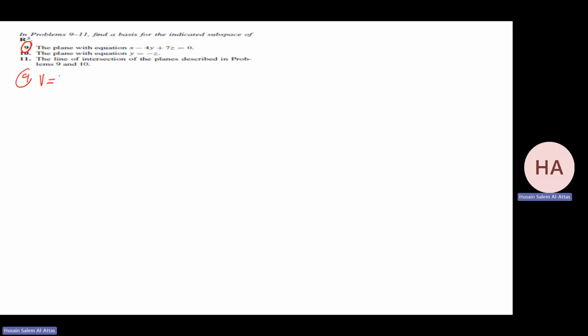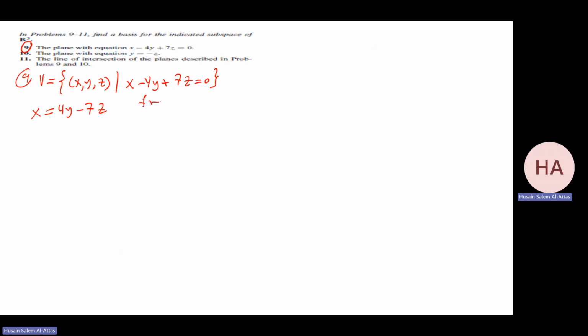Call it V, call it W, call it the way you like. It's X, Y, Z, such that X minus 4Y plus 7Z equals 0. In other words, I can think of it as X equals 4Y minus 7Z. Okay. Why do I think of it this way?